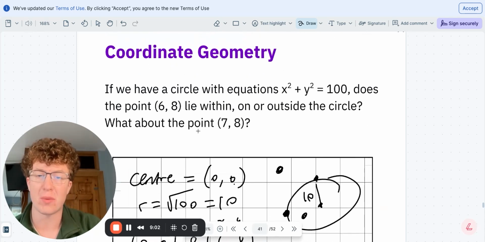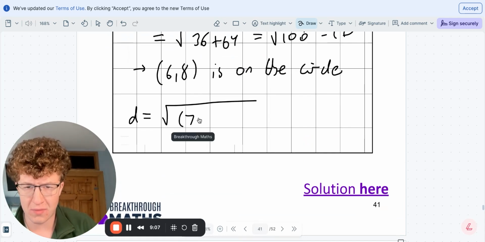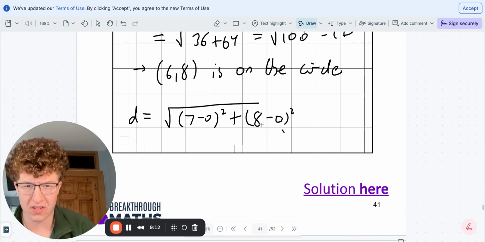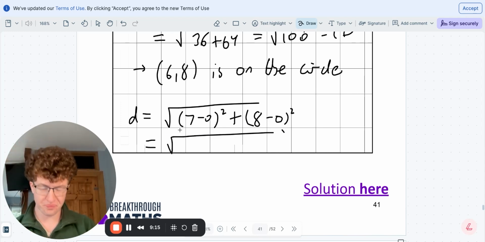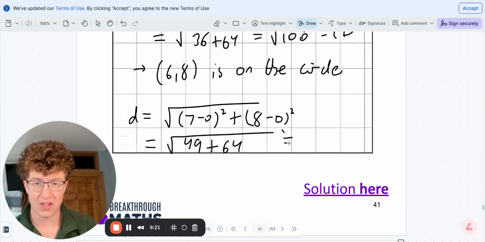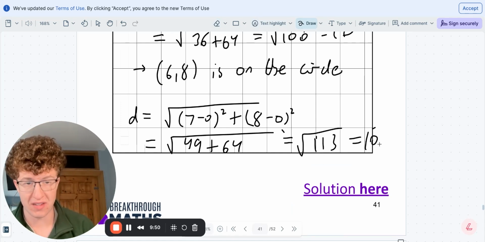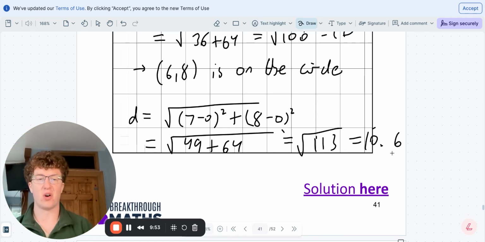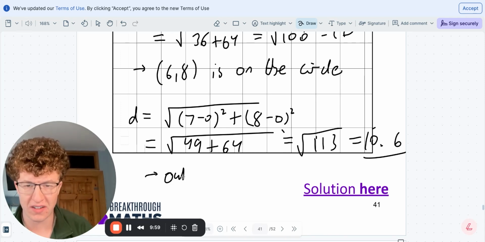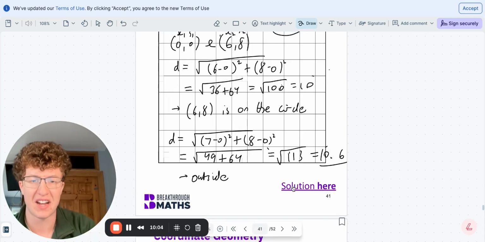And then it says, what about the point (7, 8)? Well, we'll do it again. Square root of 7 minus 0 all squared plus 8 minus 0 all squared. 7 squared is 49 and 8 squared is 64. So that's going to be the square root of 113. You don't have to round it, but if you did, it's 10.6, something like that. So that's greater than the radius. So that means this point is outside, because the distance between the center and the point is greater than the radius of the circle. So that guy's outside the circle.